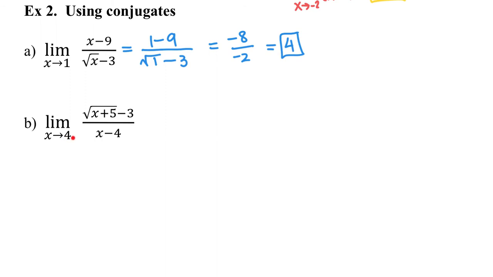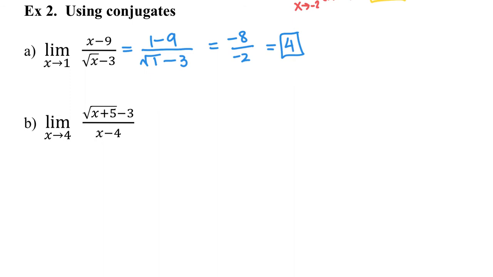If I plug in 4, 4 plus 5 is 9, the square root of 9 is 3, 3 minus 3 is 0. Okay, numerator is 0. If I plug in 4 in the denominator, 4 minus 4 is 0. 0 over 0 is indeterminate. So in this case, I am going to need to do something to make this better. I am going to multiply by the conjugate.